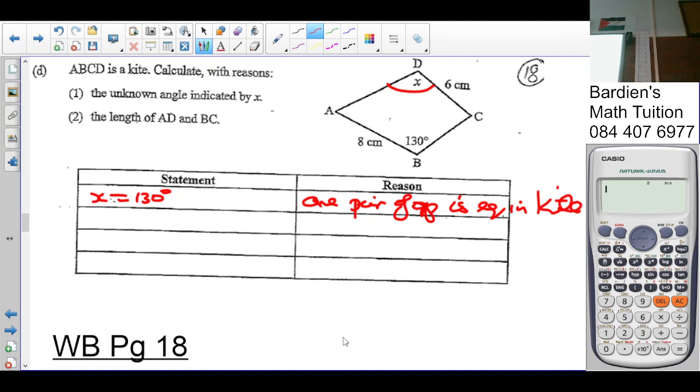The length of, so that's number 1. Number 2 says the length of AD. AD is the same as AB, not so? So AD is equal to 8 centimeters. You all agree with that?